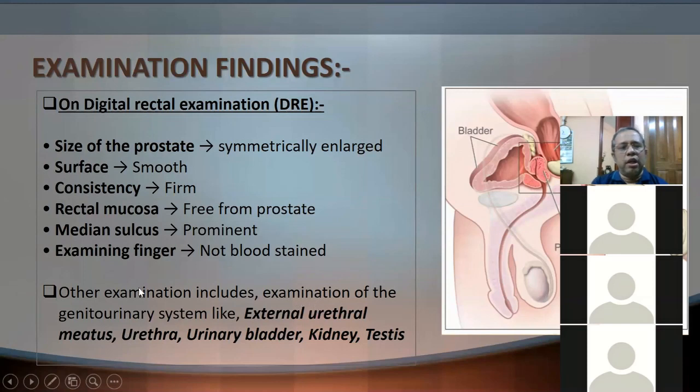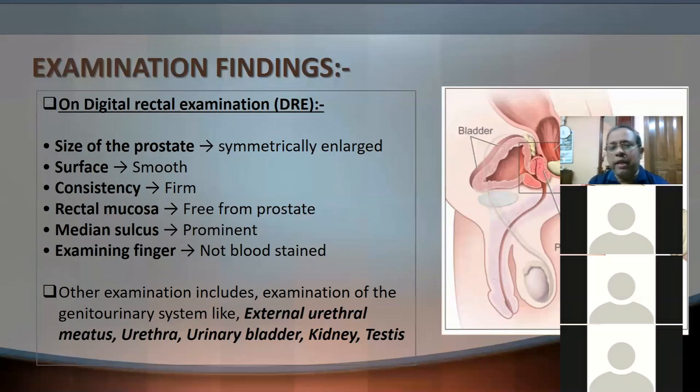For that reason, examination includes the external urethral meatus, urethra, urinary bladder, kidney, and testis. So the downward examination is needed for your assessment. If the patient needs surgery, then you check whether any other complication or previous congenital lesion is there or not.